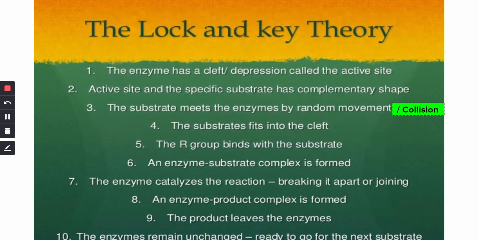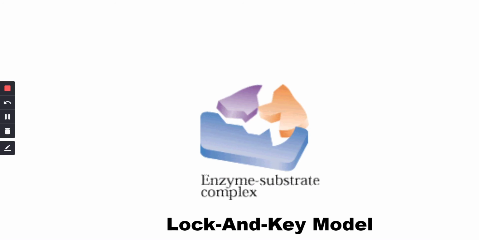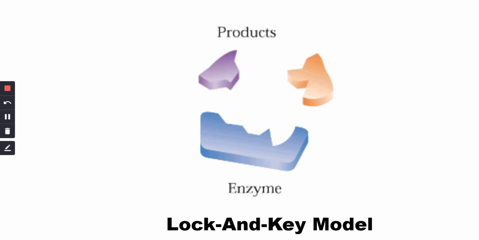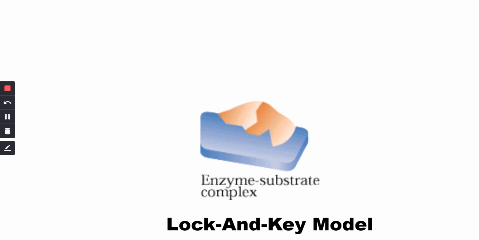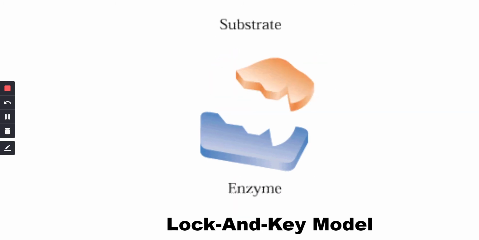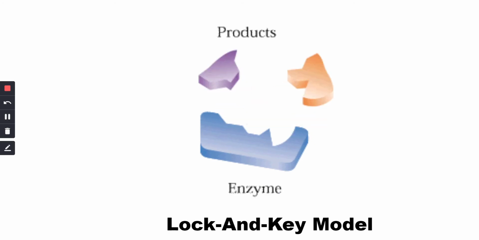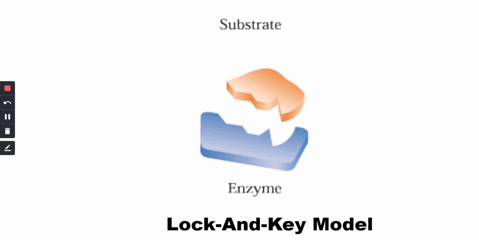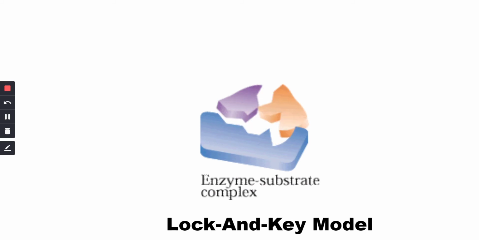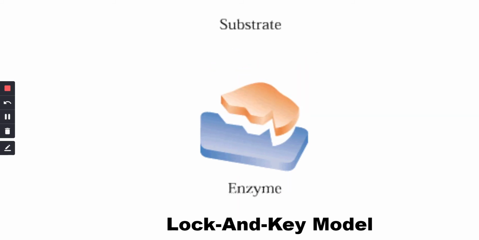Moving on to the visual representation of the lock and key model. Here you can see how a substrate complementarily fits to the active site. Immediately the activation energy of the reaction lowers, so it can quickly start the reaction and form product. The enzyme product complex is formed and the product is immediately leaving the active site.